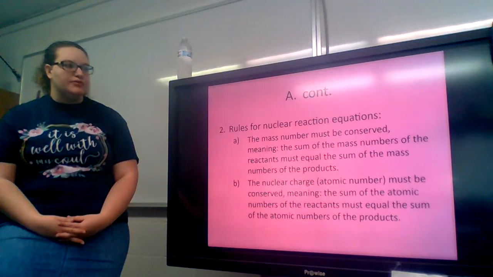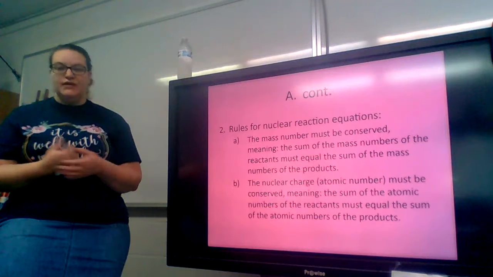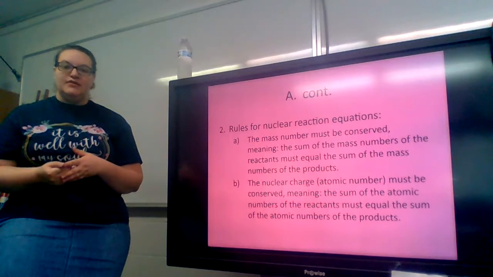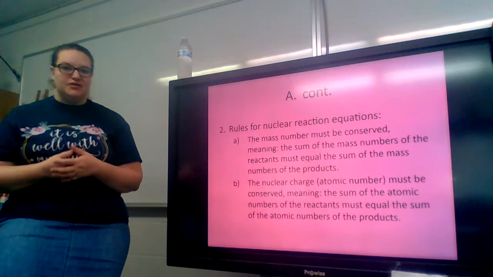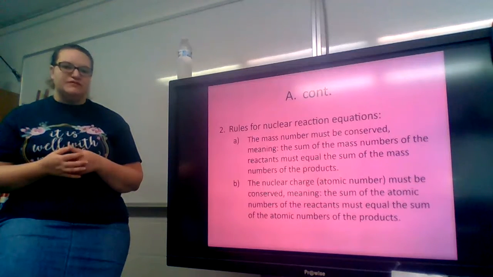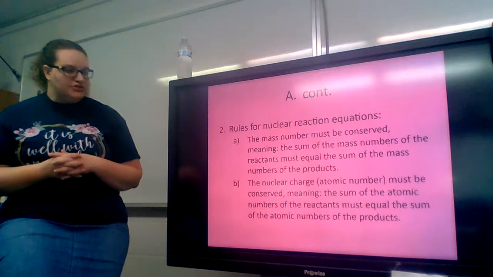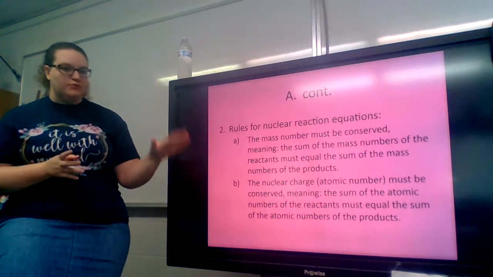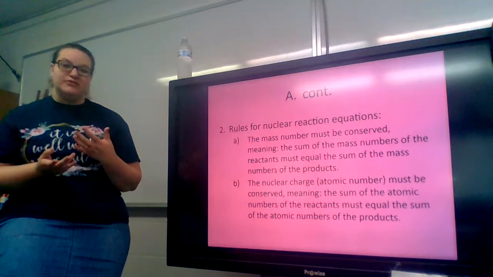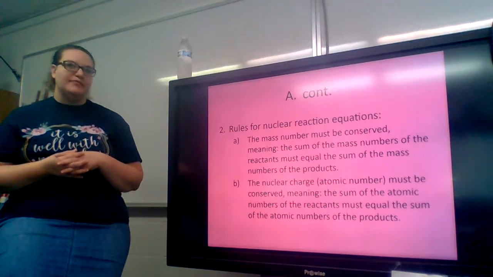Rules for nuclear reaction equations. If you were to write one, this is what you would need to do. Again, we're not going to be doing any of the math just because I don't want you guys to try to learn that over video. There's no need to put extra stress on you at this point. So, just some brief rules to at least familiarize yourself with. All right, that way if somebody says it, you can say, hey, I kind of remember that happening in chemistry a little bit.